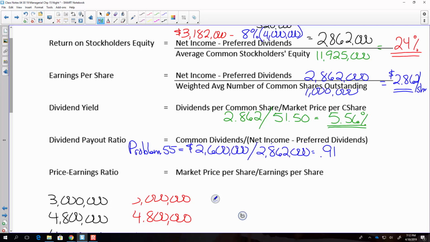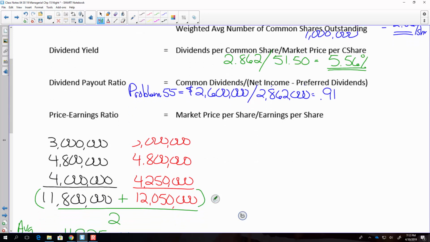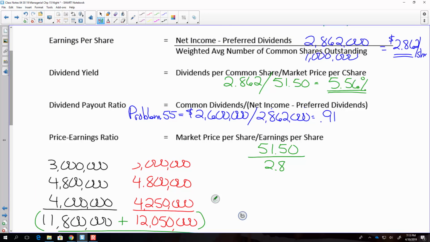And then market price per share divided by earnings per share. Our market price was 51.50. So our last one, 51.50 divided by 2.862. I think they want us to go to 2 decimal places. So market price divided by earnings per share gives us a price earnings ratio of 18.